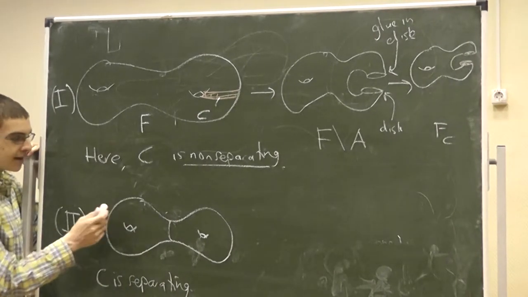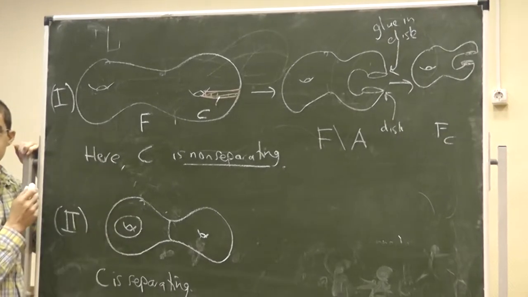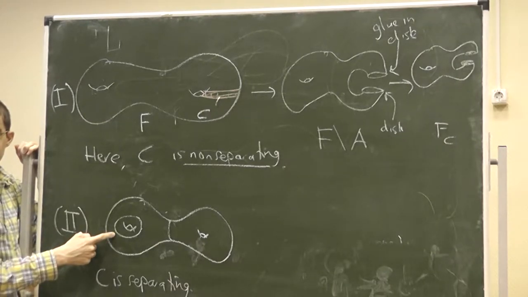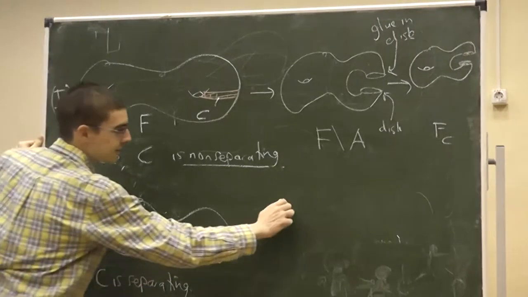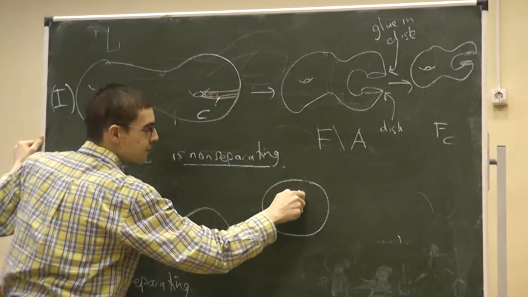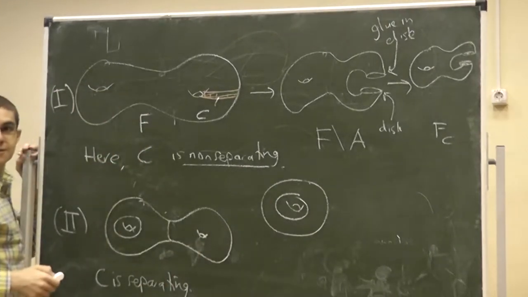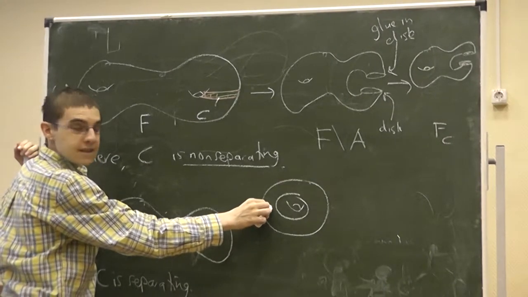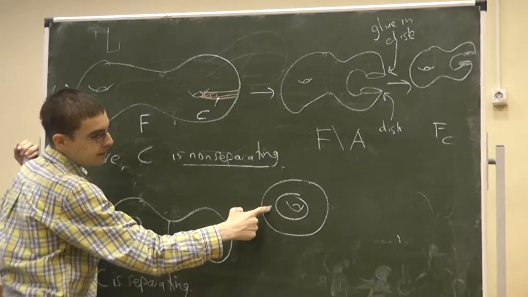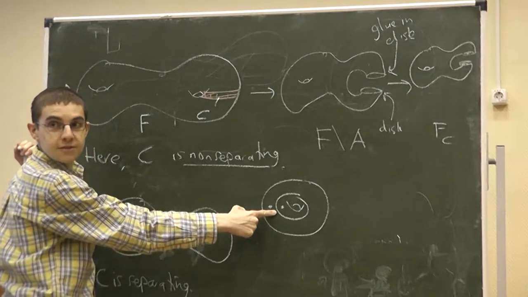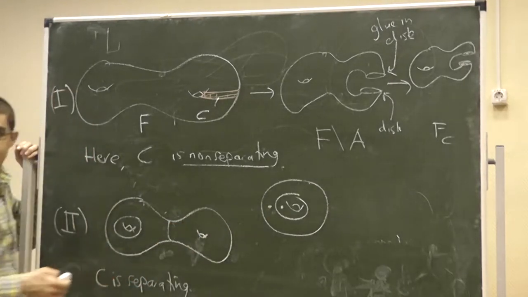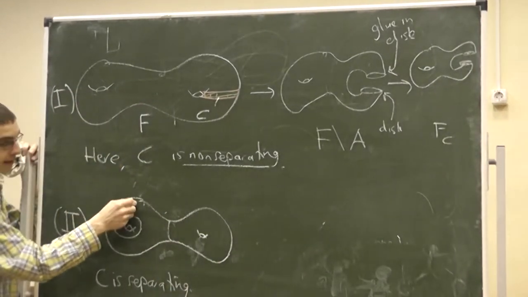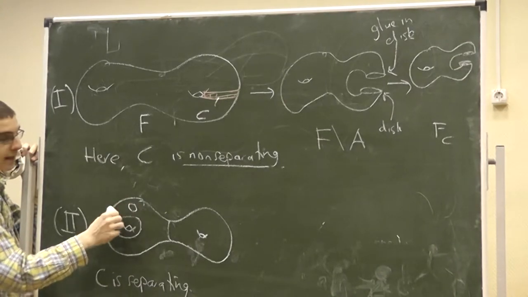And just by the way, what if I had this curve? Would this be separating? What do you think? So think of a torus. What if you cut out that curve? Does it cut the surface or not? Let's have a look. So this point here, can I connect this point to this point without touching this curve? I could, so it would be non-separating. On the other hand, I could draw a circle like this, and that would be separating.